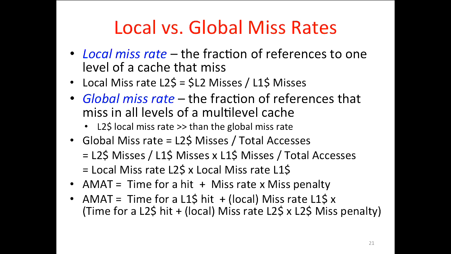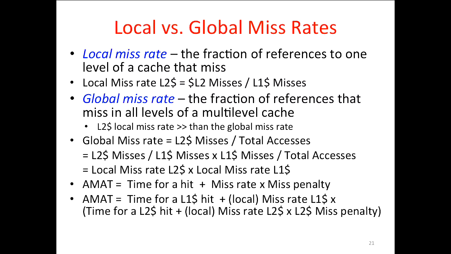Okay, there's a lot of text on this slide, so let's just work through it. The local miss rate is the fraction of references to one level of the cache that miss. So for an L2, the local miss rate is the number of level 2 misses divided by the number of level 1 misses, because that's the number of accesses that are made to level 2.